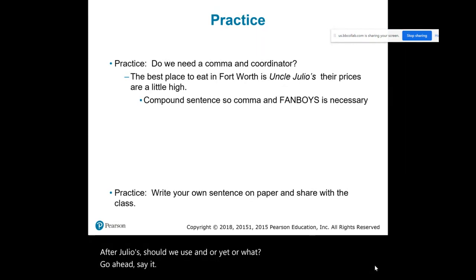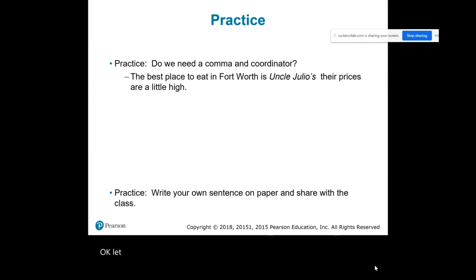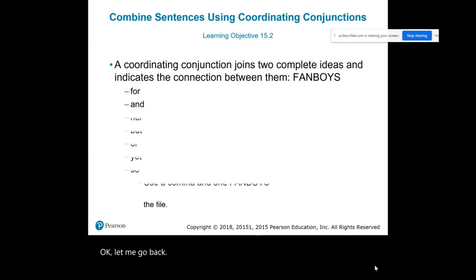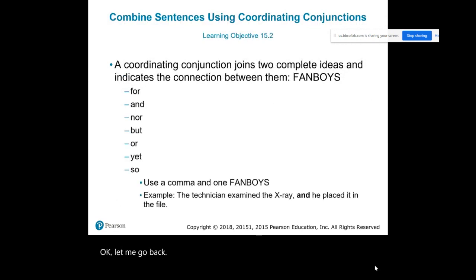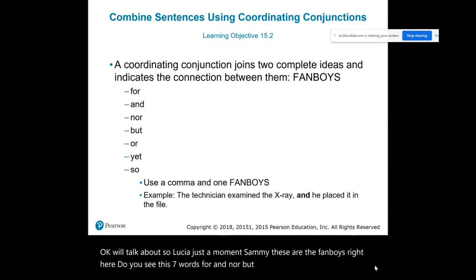Teacher, I can't understand what the fanboys are. Okay, let me go back. Teacher, maybe I can use so. You think so? Okay, we'll talk about so, Lucia, just a moment. Sammy, these are the fanboys right here. Do you see the words? For, and, nor, but, or, yet, so. That's what I call fanboys.